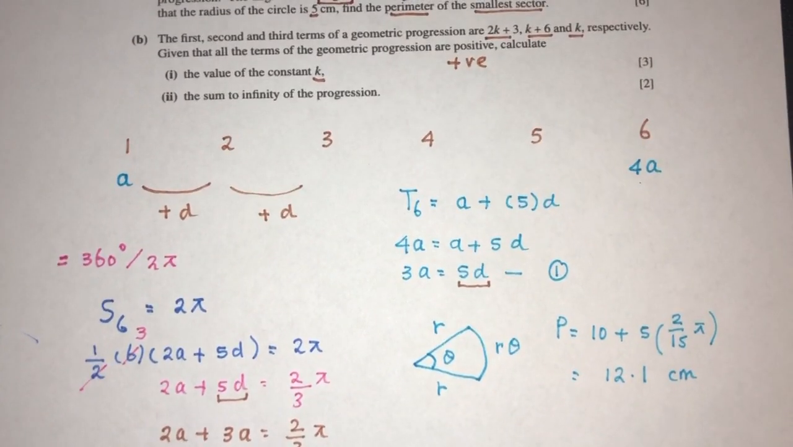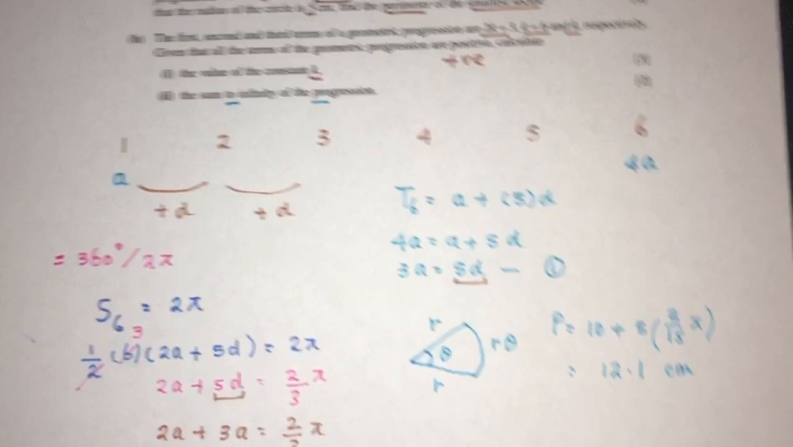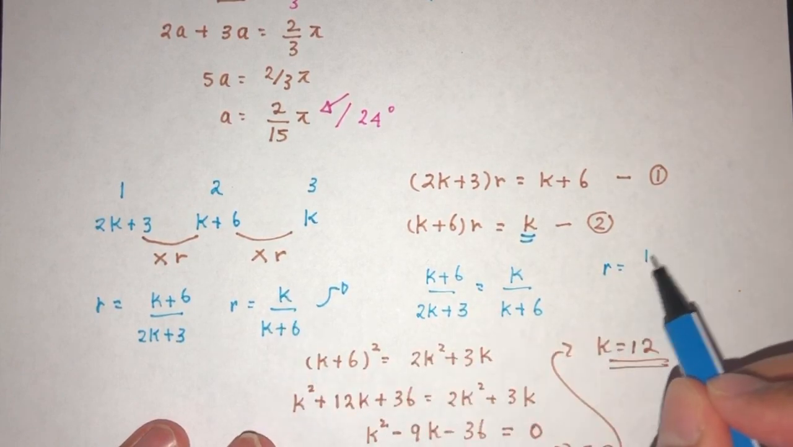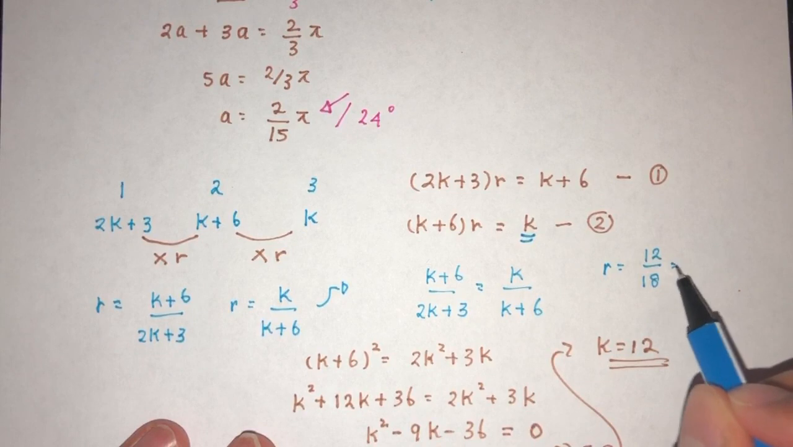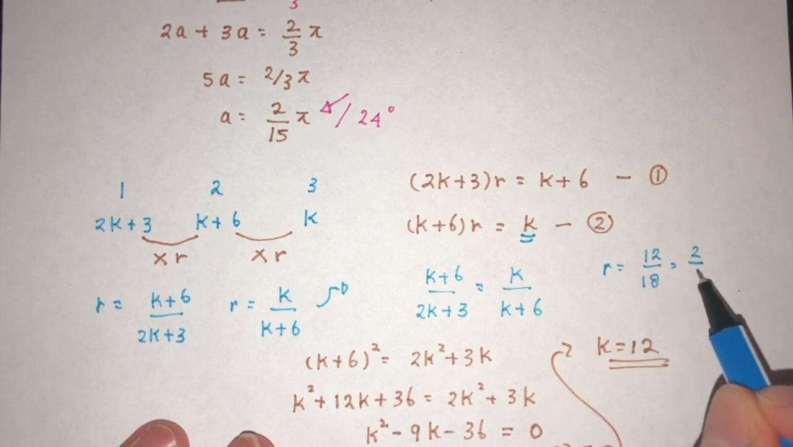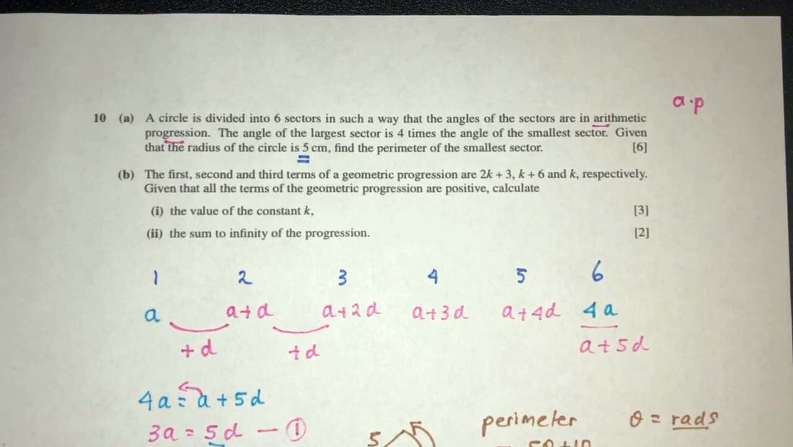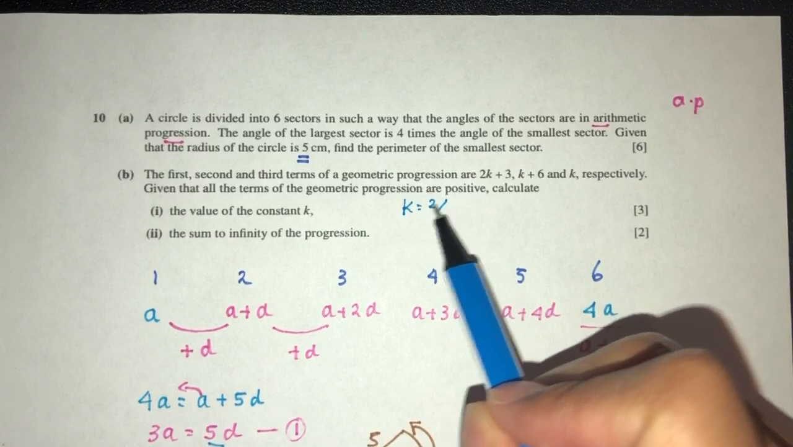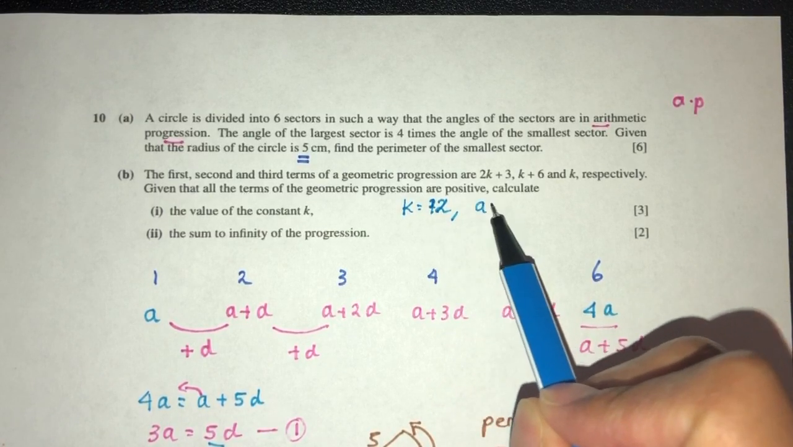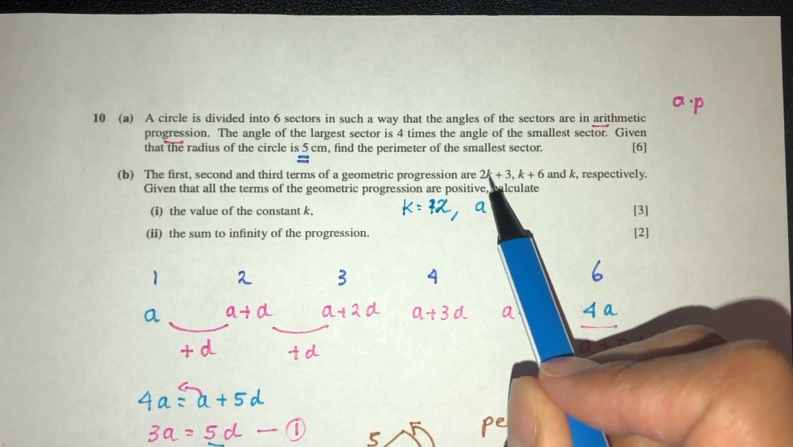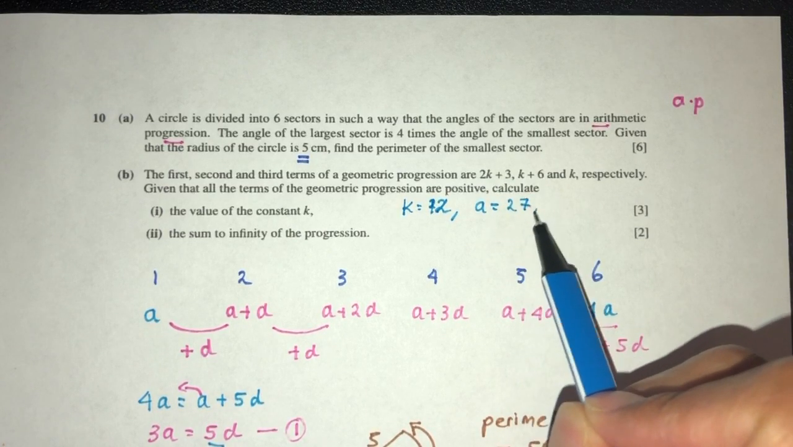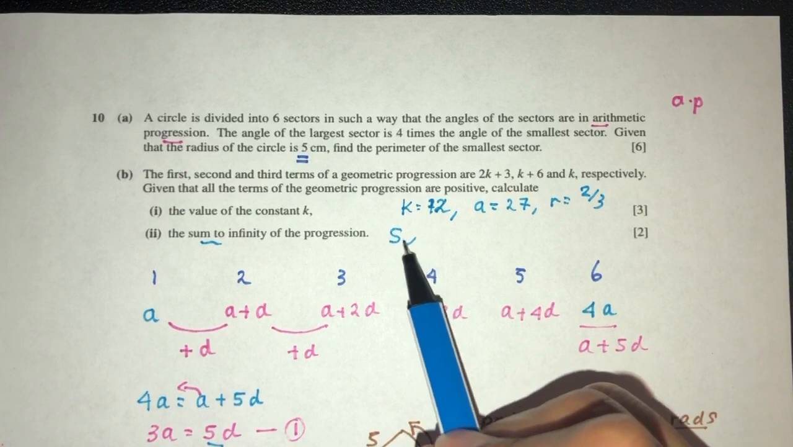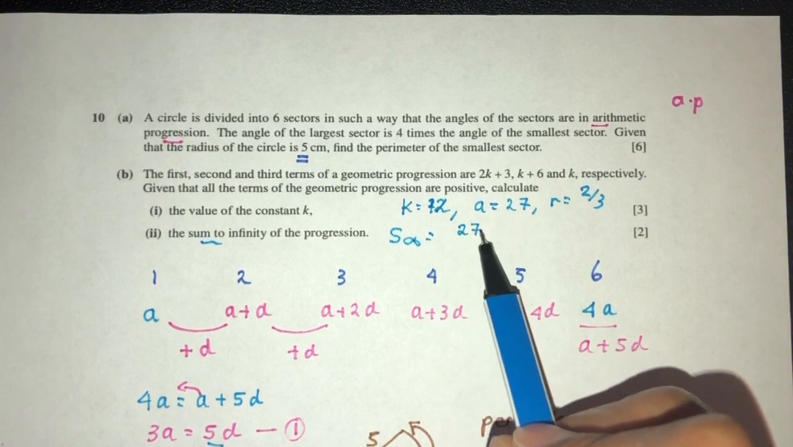Now we have to find the sum to infinity of the progression. So now we know the value of k, we have to find the value of r. R is equal to k divided by 18, divided by 6 on both sides, you will have 2 over 3. So r is this. Now k is 12. A will be the first term replaced. You will have 2 times 12 is 24 plus 3, that should be 27. And r also is 2 over 3. To find the sum to infinity is pretty easy. Sum to infinity should be A divided by 1 minus r.